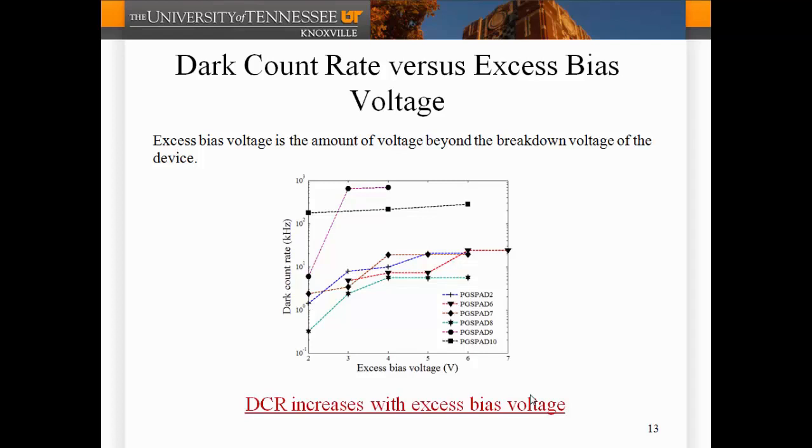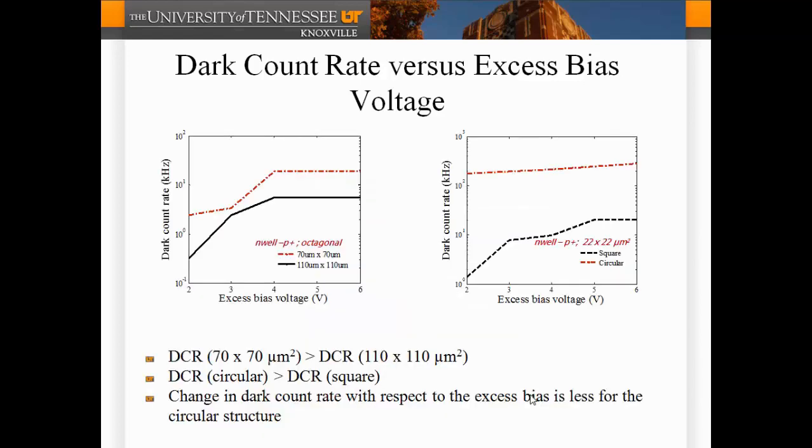One thing we have noticed is that for the circular devices, we see a larger dark count compared to the other structures, and we are still trying to investigate why. But it is pretty much consistent between two different devices. This is showing the excess bias voltage versus dark count for 2 different types of devices, and as you can see, the larger device is showing a little bit less dark count compared to the smaller device in both cases.